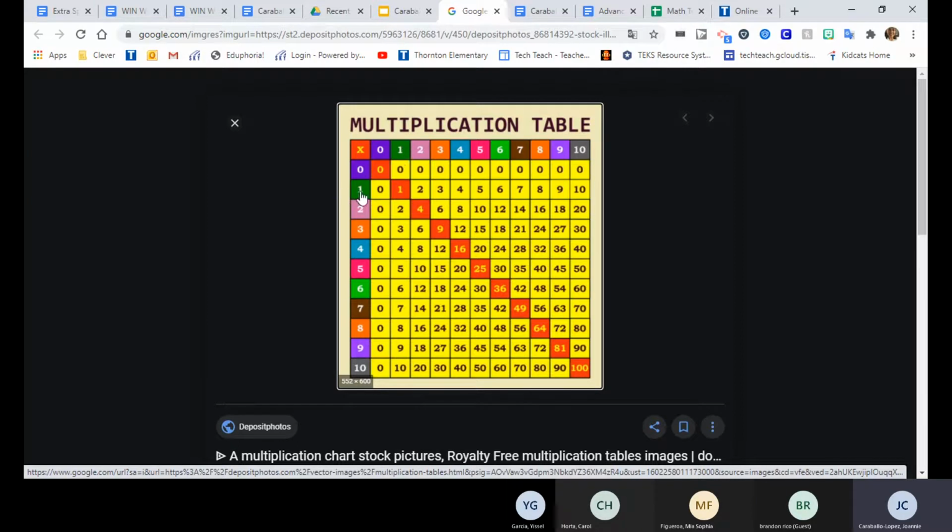Let's go to another one. 1 times 0 is 0. 1 times 1 is 1. 1 times 2 is 2. Do you get it? Do you see the pattern?